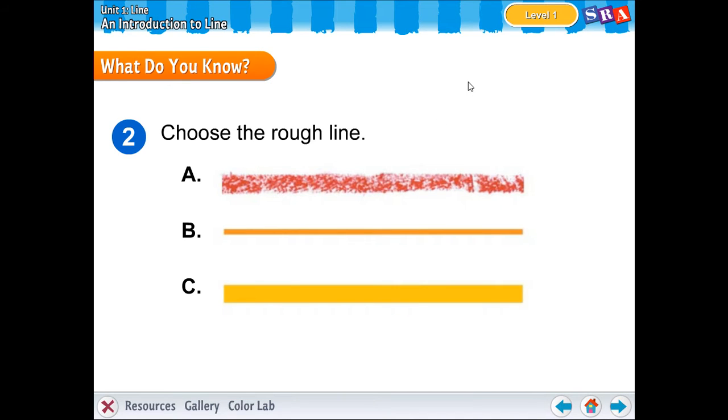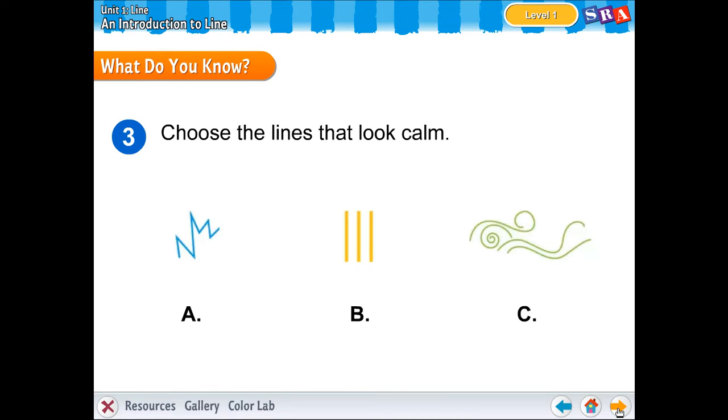Choose a rough line. Which one is the rough line? A, B, or C? Choose the line that looks most calm. Is A calm? Is B calm? Or is C calm?